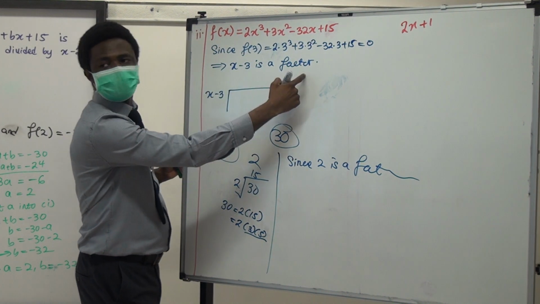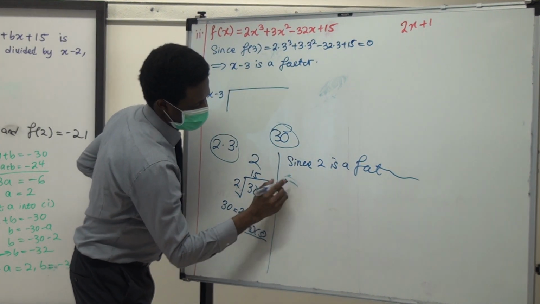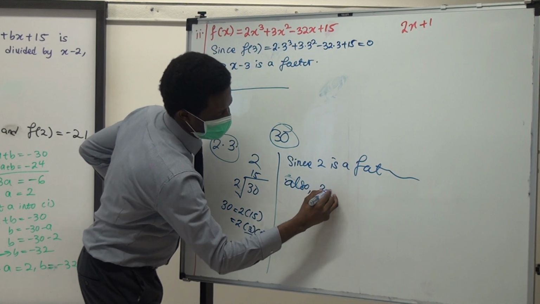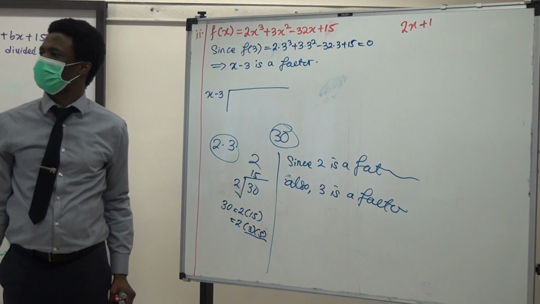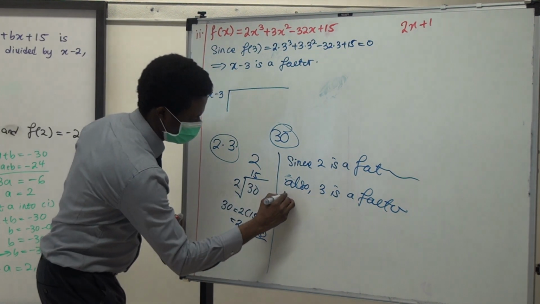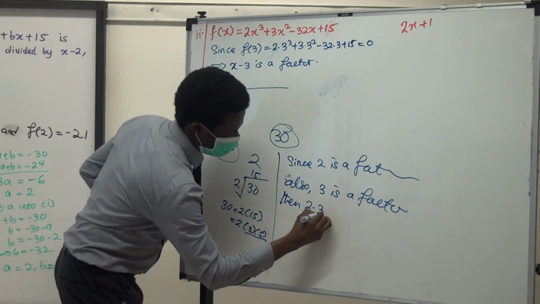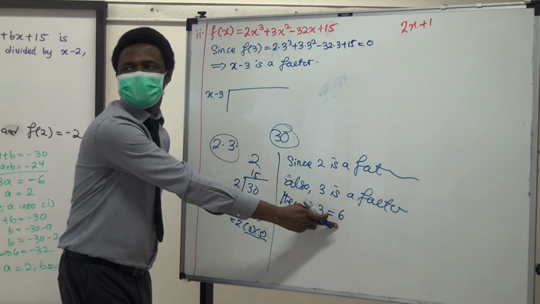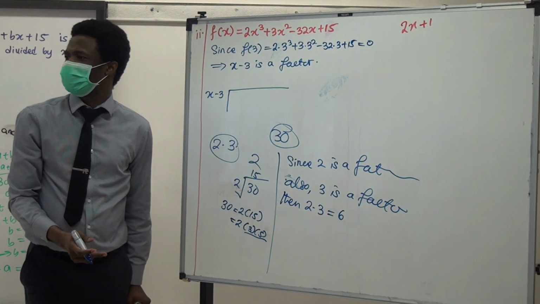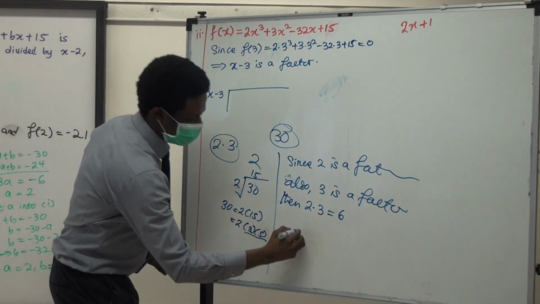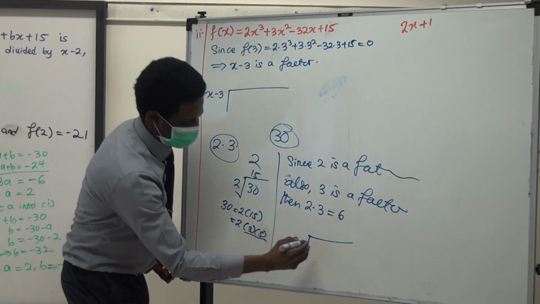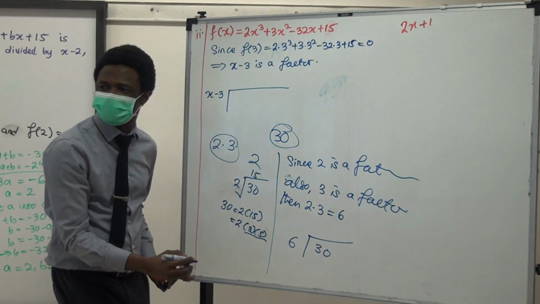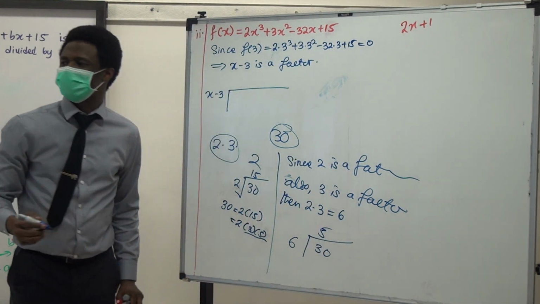The other way is to say, since 2 is a factor, just like we said here, and 3 is a factor because the other person has given us another factor, then 2 times 3, which is equal to 6, is also a factor. So you expand, and that gives you a quadratic. When you are dividing, you divide by the quadratic. So by the time you divide the cubic function by the quadratic, you get the last linear factor standing here.